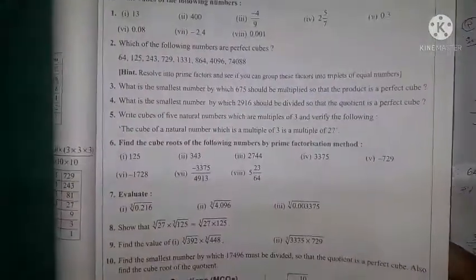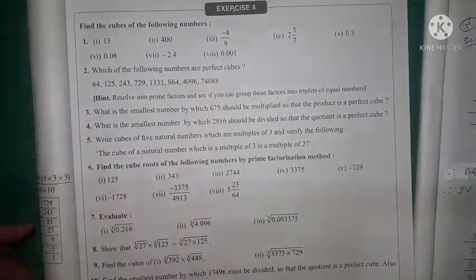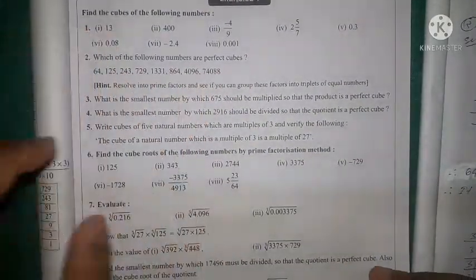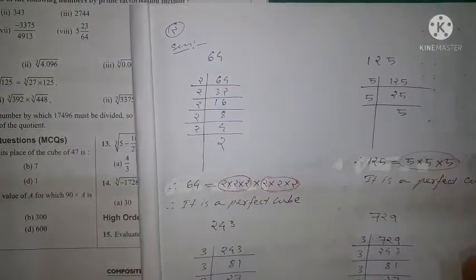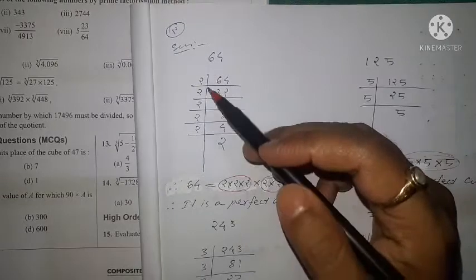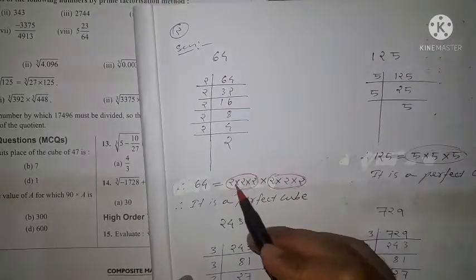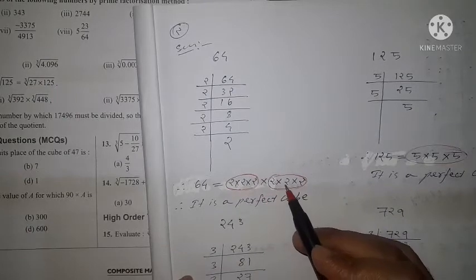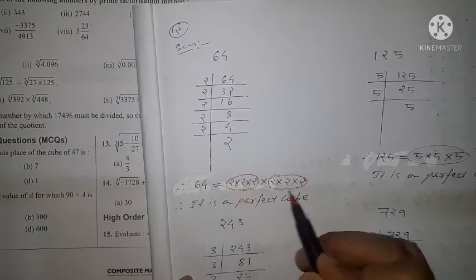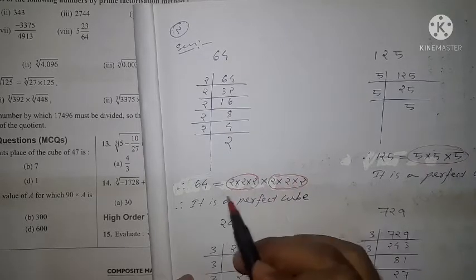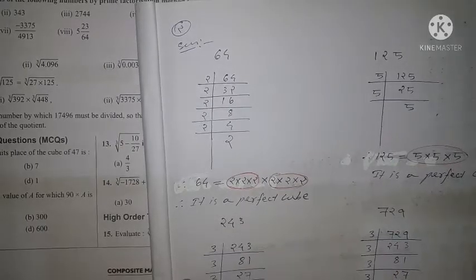Then question number 2. It is given: which of the following numbers are perfect cubes. We need to find which of the given numbers are perfect cubes. The first is 64. We already know the method of prime factorization. If we do the prime factorization of 64, it will be 2 into 2 into 2, again 2 into 2 into 2. That means these form a group of 3 numbers, and again this forms a group of 3 numbers. No other number is left out. Therefore, it is a perfect cube.